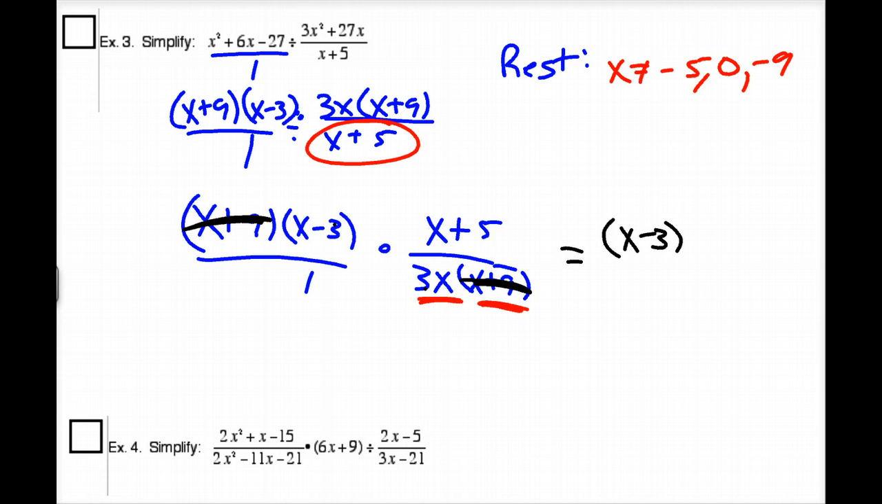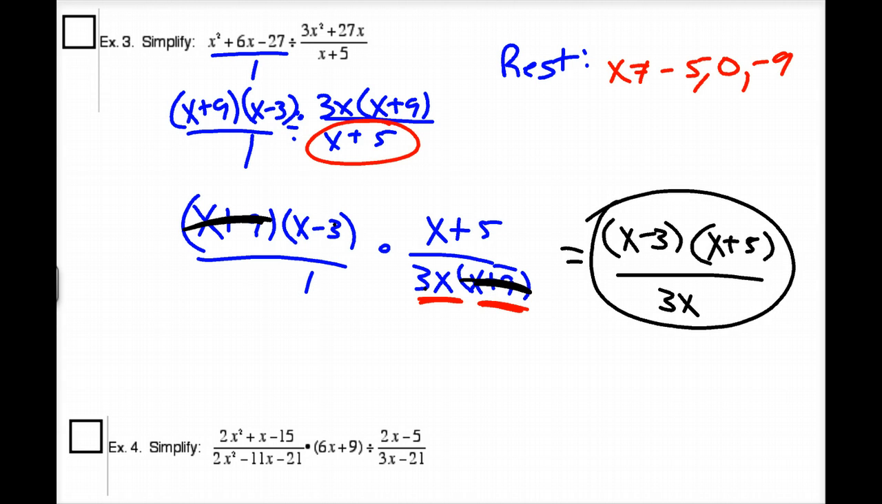I got an x minus 3. Careful here, you better put that x plus 5 in parentheses. And then the 3x's on the bottom. My final answer would only have a restriction of 0, but truly the whole problem has restrictions of negative 5, 0, and negative 9. So if I ask for restrictions, you'd have to give me all 3 of those, even though they cancel out.